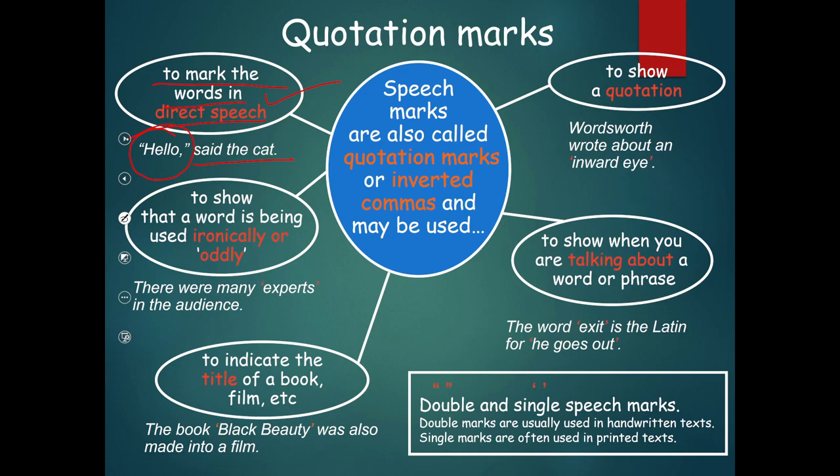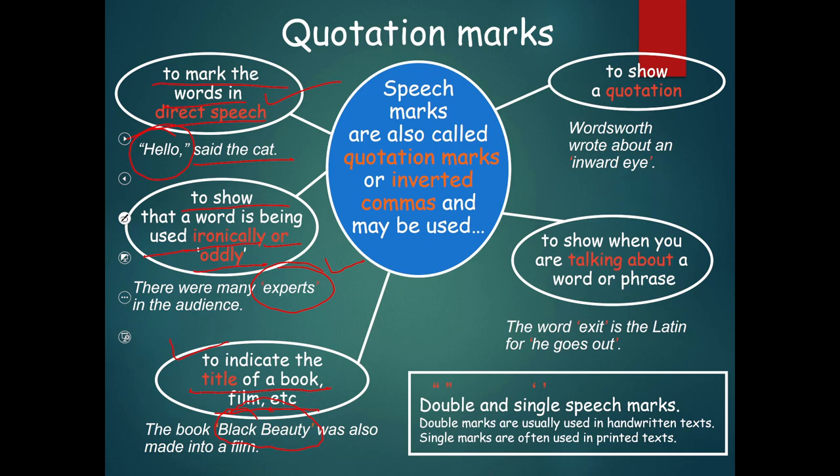We also use them to show that a word is being used ironically or oddly. There were many "experts" in the audience. This can be said in a very ironical or odd manner. We also use them to indicate the title of a book or film, etc. The book "Black Beauty" was also made into a film. So this title of the book is enclosed in quotation marks.